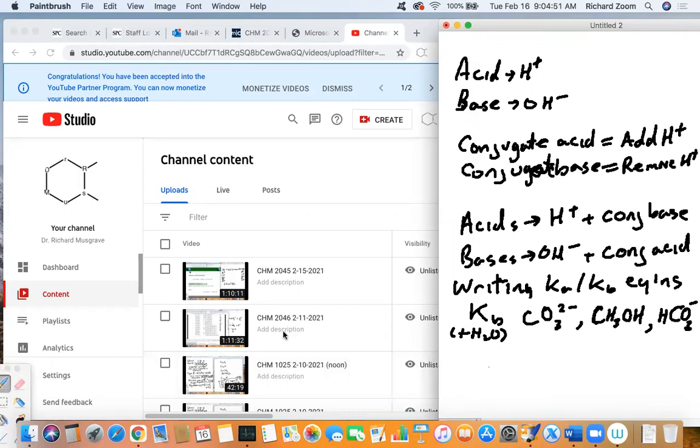I'm not going to do a poll for this one. I'm running out of time, but let's say we do CH3OH plus H2O, and we're getting OH minus and something. Let's see what that something is. Write that down, please, and then see if you can come up with an answer. Look at the clue I've given you above: bases give OH minus and a conjugate acid, and the conjugate acid you get by adding H plus.